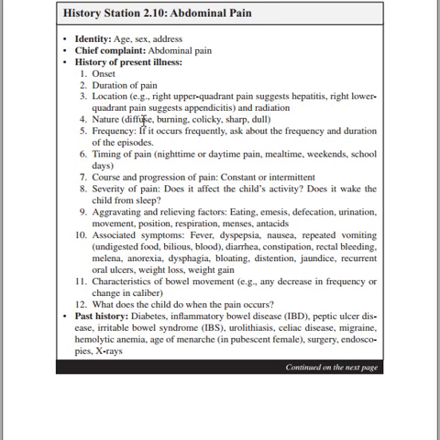So we have the nature. Is it diffuse? Is it burning? Is it colicky? Is it sharp? Is it dull? Is it also crampy? Colicky abdominal pain is a crescendo-decrescendo type of pain. So we have the frequency: if it occurs frequently, ask for the frequency and the duration of the episodes.